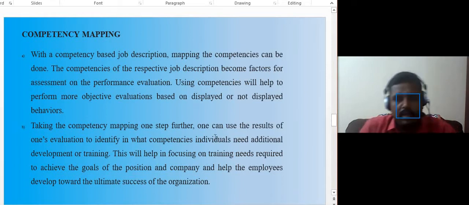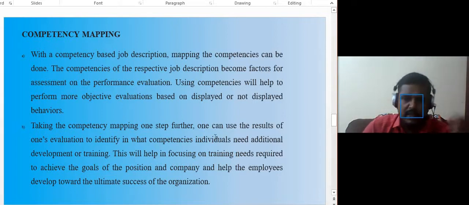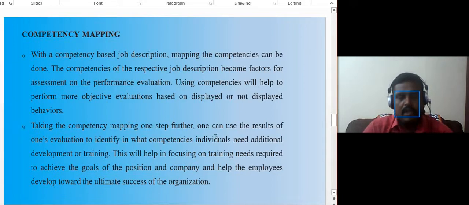The competency mapping. With the competency-based job description, mapping the competencies can be done. The competencies of the respective job description become factors for assessment in the performance evaluation. Using competencies will help to perform a more objective evaluation based on displayed or not displayed behavior.